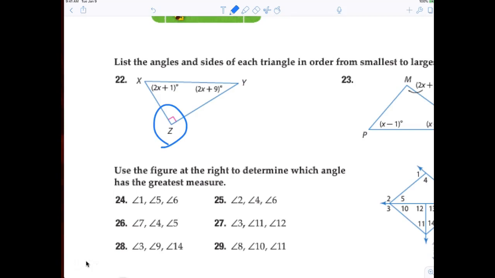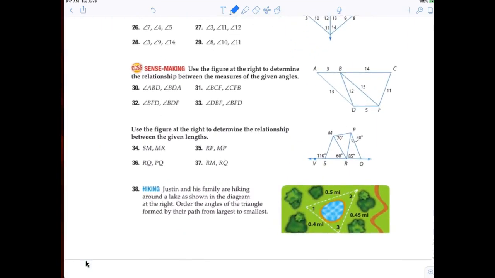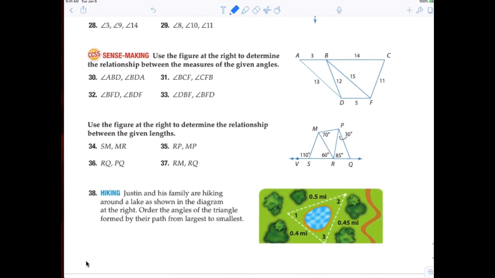All right. And now, I just wasn't sure what 31 and 37 was asking. So let me see what it's saying over here. It says, use the figure to the right to determine the relation between the measure of the given angles. So which one's bigger is what they're asking. Oh, okay. Right, you're saying relationship.